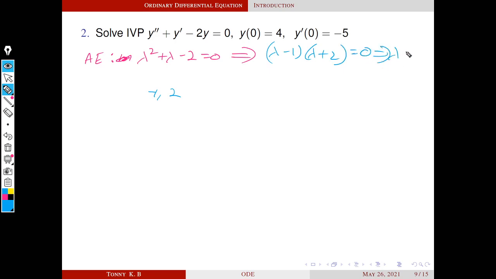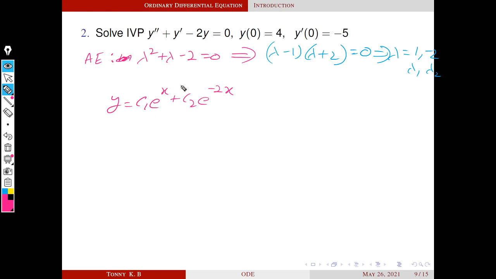So what are the solutions? The solutions are 1 and minus 2. So we can choose lambda 1 as 1 and lambda 2 as minus 2. This is again case 1 because the roots are real and distinct. So the general solution is y equal to c1 e raised to lambda 1 x plus c2 e raised to lambda 2 x, that is y equal to c1 e raised to x plus c2 e raised to minus 2x. Next we have to find c1 and c2 using the initial conditions.